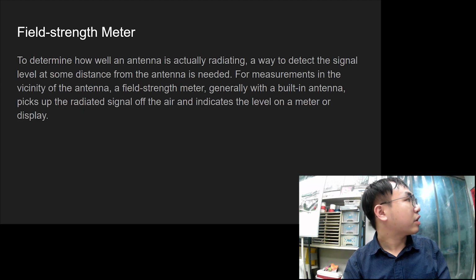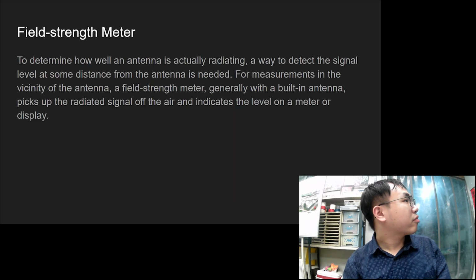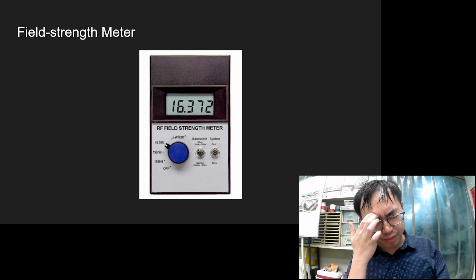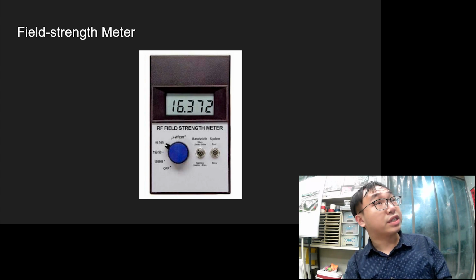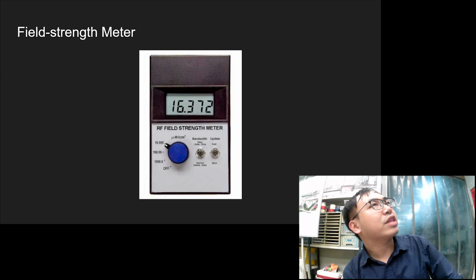Antenna system measurement. Okay. Field strength meter. It picks up the radio signals from the air and indicates them on the meter, telling you what the E field strength is. E field is voltage, okay. RF field strength. Hey, this is about safety.